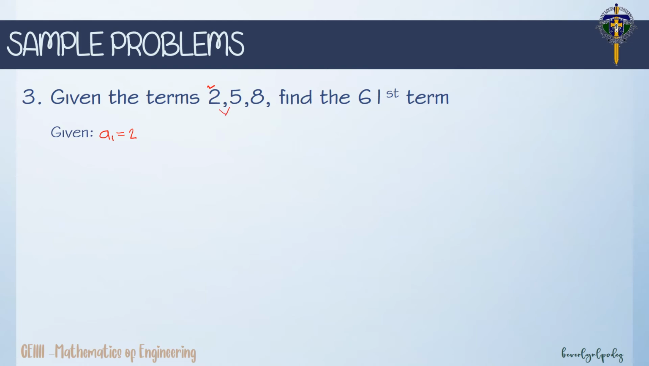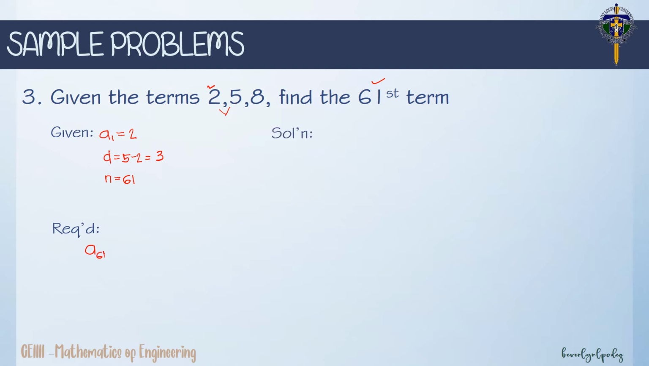So since we can identify the difference, that is 5 minus 2, d is equal to 5 minus 2, that is 3. If we are to check, 8 minus 5 is also 3. So the common difference is 3. And we can also say that the total number of terms is 61. Required, what are we required to find? We are to find the 61st term, or that is a61.